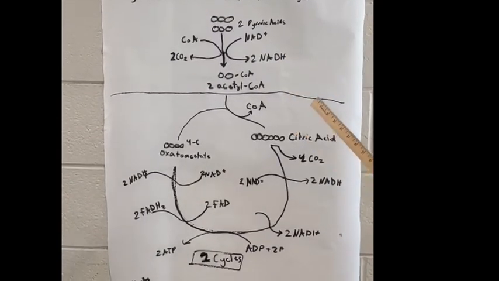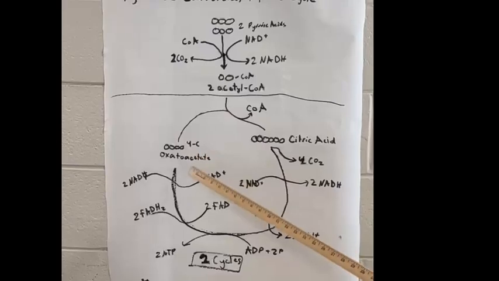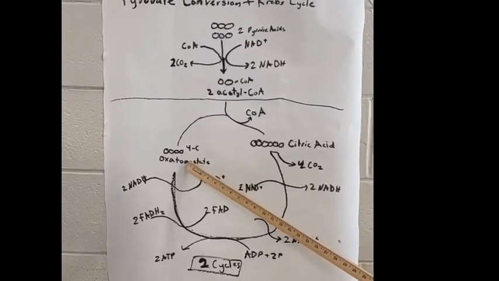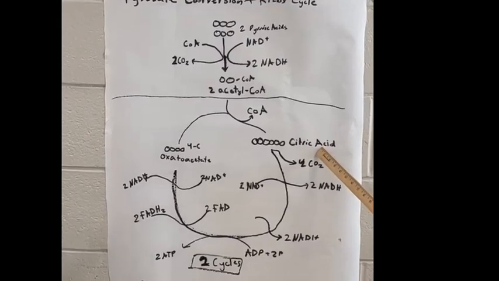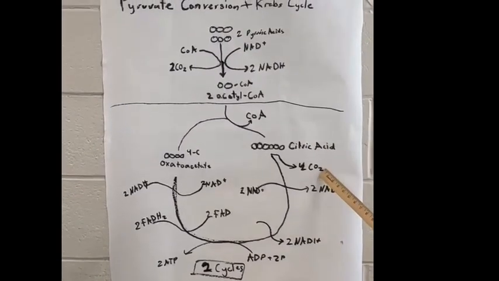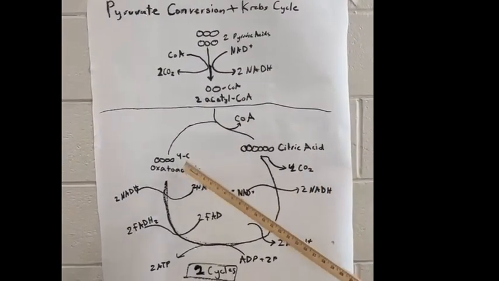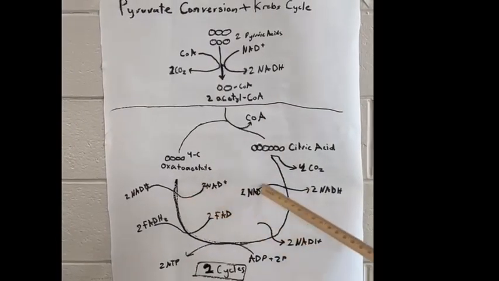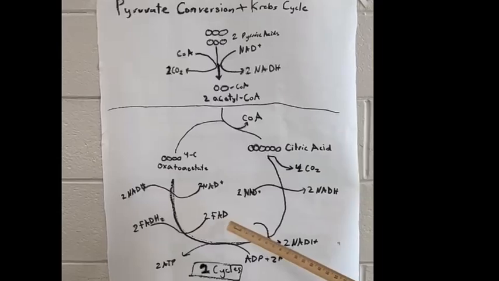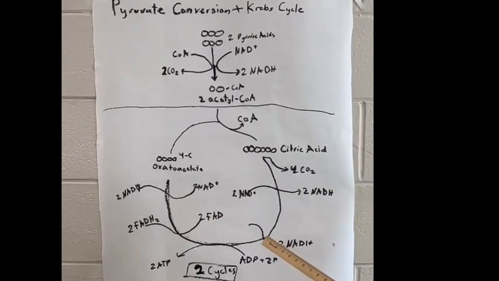Once it gets to the Krebs cycle, it loses CoA and joins with oxaloacetate, which is a 4-carbon structure, to create citric acid. Citric acid loses 2 carbon to create oxaloacetate again for the cycle. Throughout the cycle, it gains 6 NADH and 2 FADH2. It also creates 2 ATP.